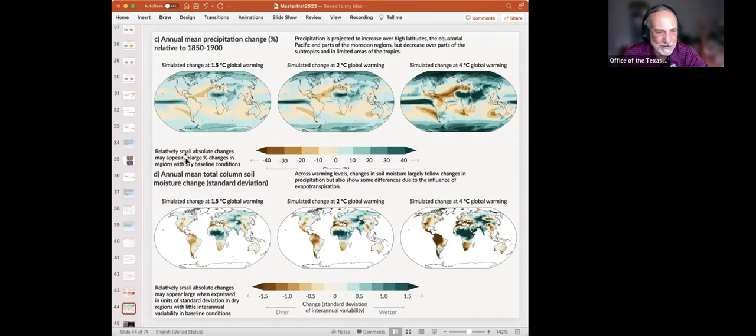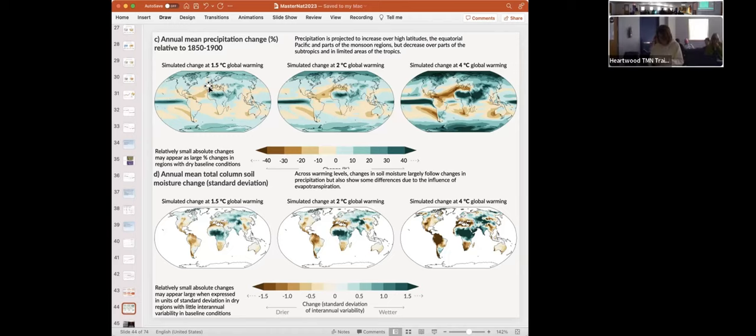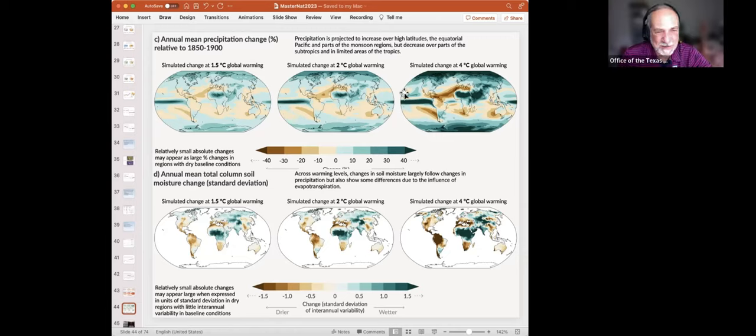Same thing for rainfall, which is a lot more variable. We don't actually have good maps of rainfall 100 years ago, so I can't show you how well the models do. But this is what they do simulate. Increase of rainfall in most of the tropics. Of course, a dramatic percentage increase in the Sahara Desert doesn't really amount to much. But drying in the subtropics, especially the Mediterranean. And that same pattern shows up, just with more intensity, as you get greater amounts of climate change.